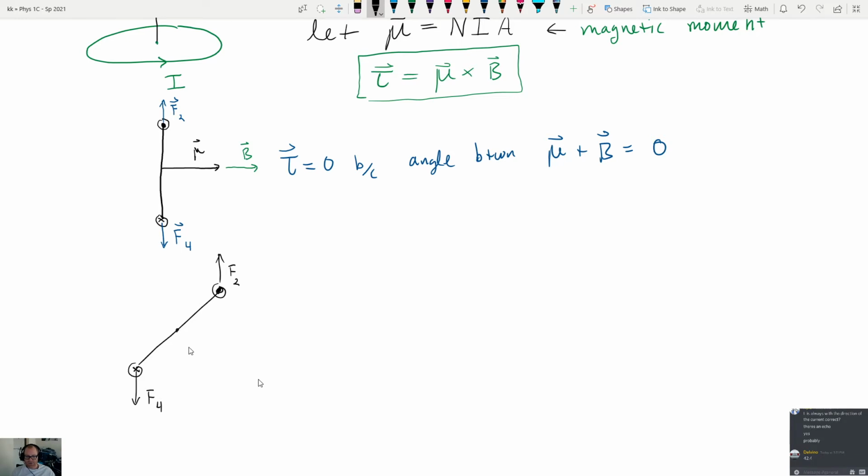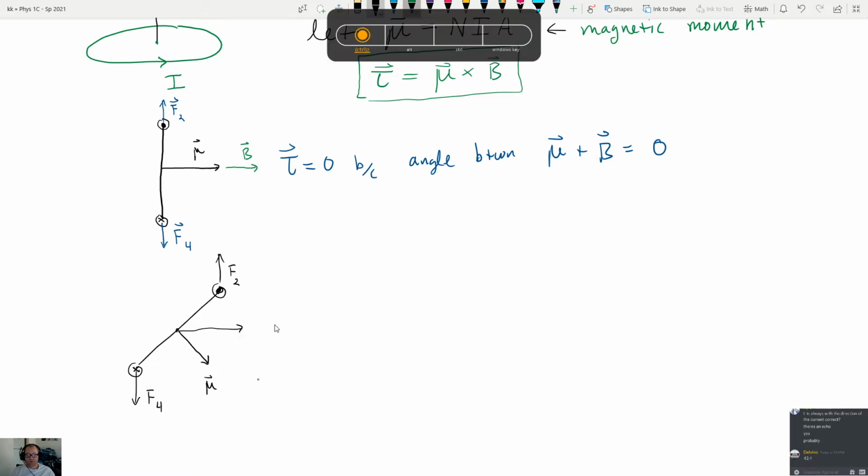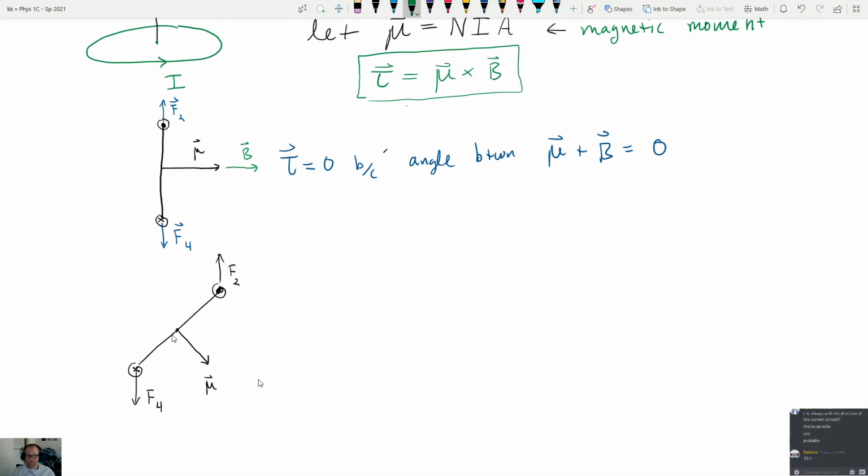And what's the direction of my magnetic moment now? Well, based on the current, it's going this way. And my magnetic field vector is still here. Oh, that didn't switch, did it? I want to go green. Green. Magnetic field's still this way. That is theta now. What's the direction of the torque?